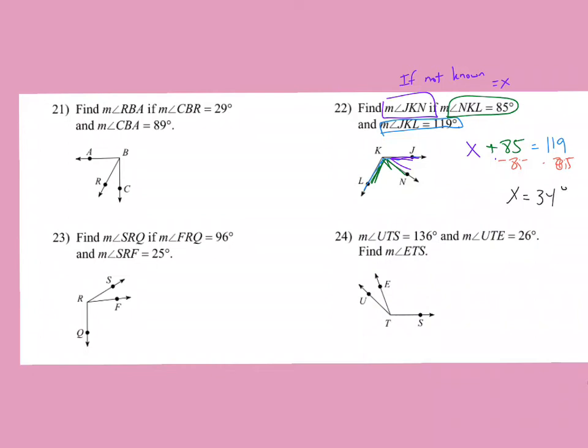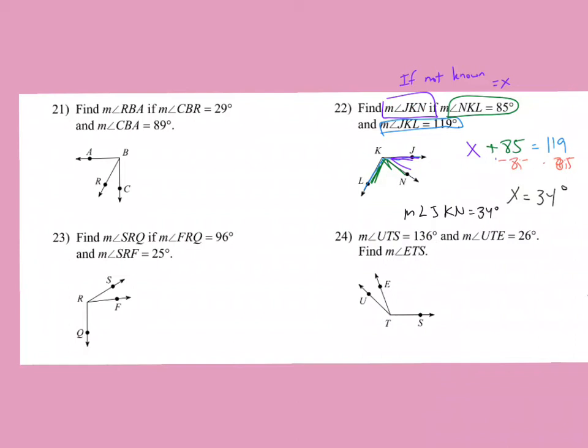So the way I write this answer is not this. See how it says you have to go back to the original problem, and the original problem says find the measurement of angle JKN. So your answer is the measurement of angle JKN equals 34 degrees.